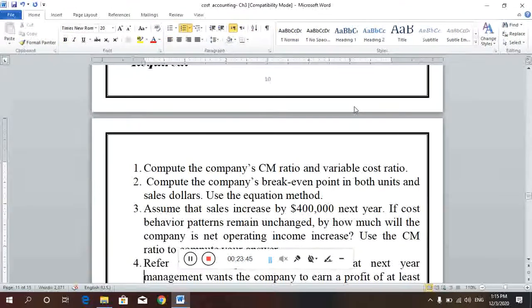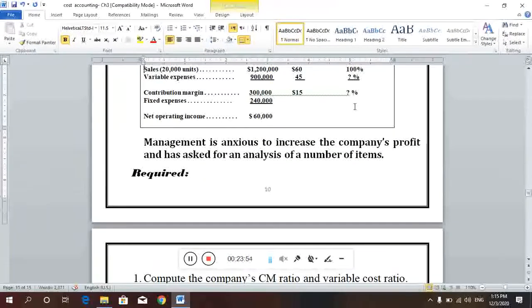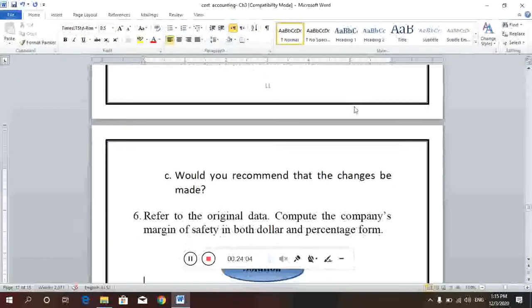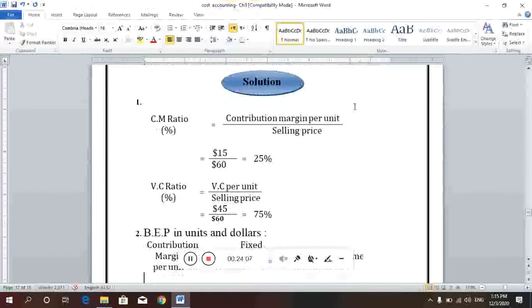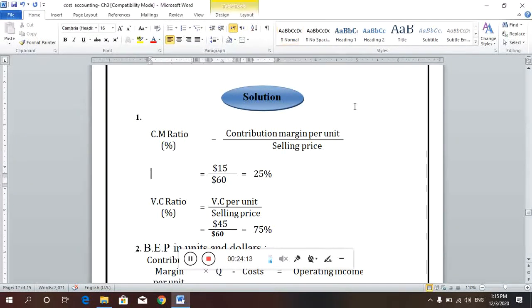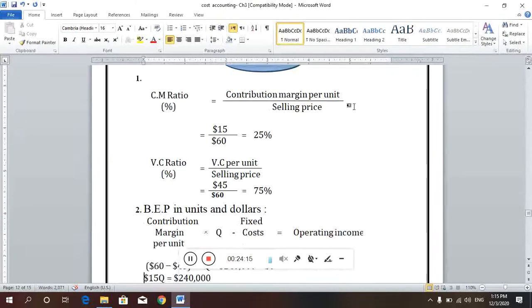Number 2. Compute the company's break-even point in both units and dollars. Use the equation method. He needs us to compute the company's break-even point in units and in dollars by using the equation method. Here is the solution of number 1 by the rules, and it's very simple. Number 2 is also simple.